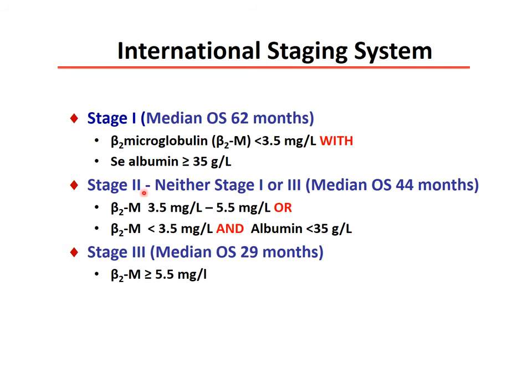In stage 2, a lot of books say it is neither stage 1 nor stage 3, meaning that the beta-2 microglobulin level is between 3.5 and 5, or we have a low level of beta-2 microglobulin, but the albumin has already decreased. In stage 3, the survival rate is around 29 months, which is more than 2 years, almost 2.3 years. And we have a very much increased beta-2 microglobulin, so that's relatively the closest to the end.